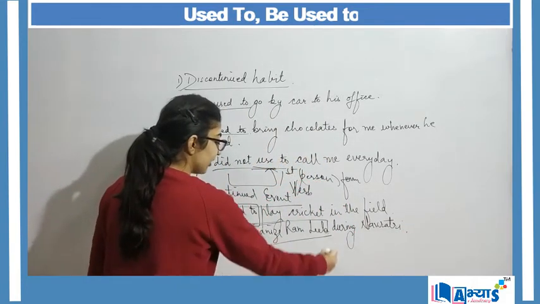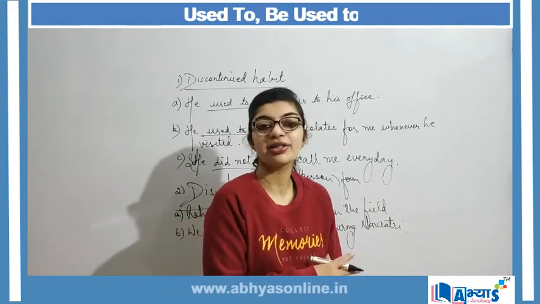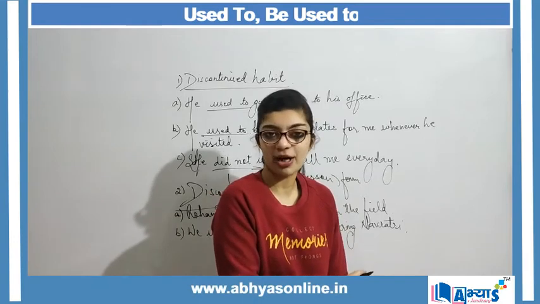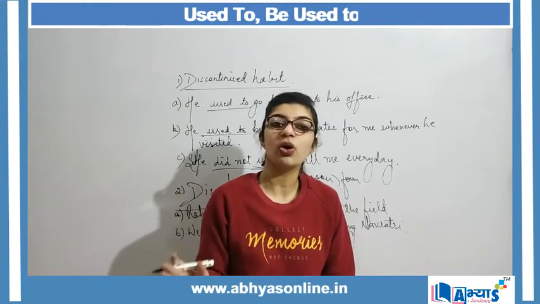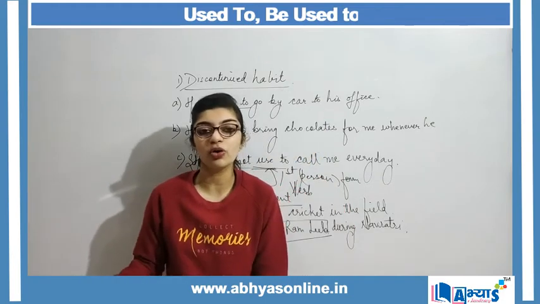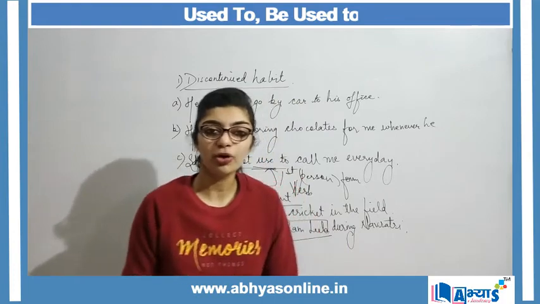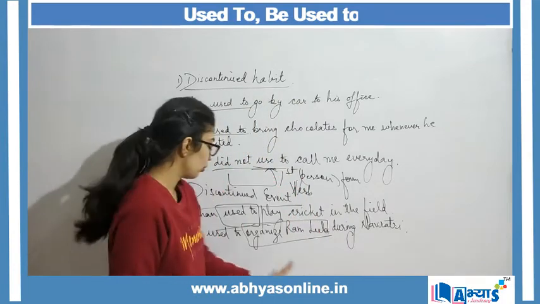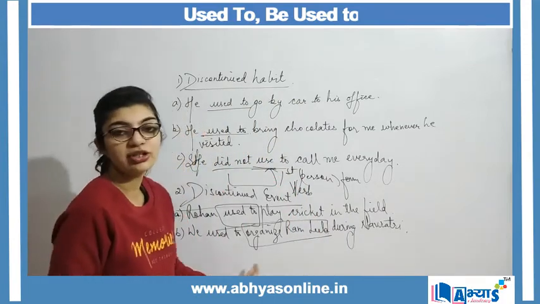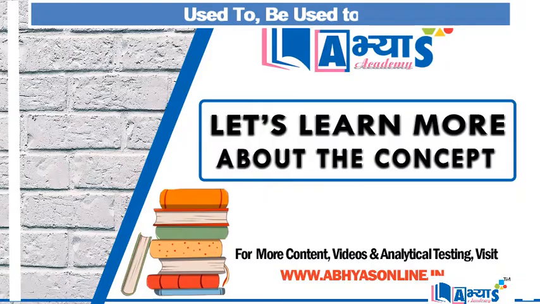So we used to organize Ramlila. Now organizing Ramlila is again an event which took place in the past. We used to organize Ramlila, which means that we organized Ramlila in the past, but now we are no more in that habit of organizing Ramlila. We no more organize this event. So used to again over here shows that this is a discontinued event.